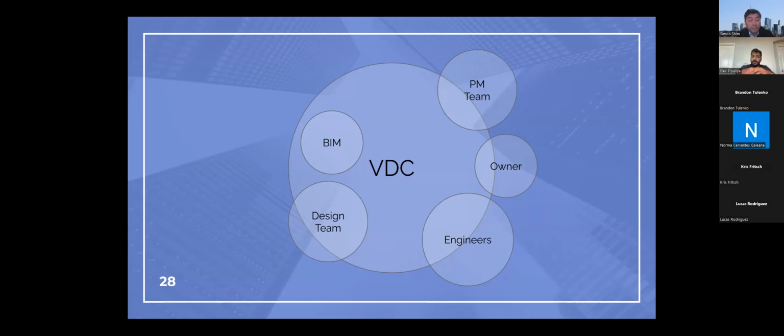There's a lot of involvement from the design team and the engineers, owners not so much, and a little bit from the PM team also. By PM team, I mean the project manager who's looking over the time and the money, and the superintendents, the people who are on the site. So there's a different amount of involvement from different people.